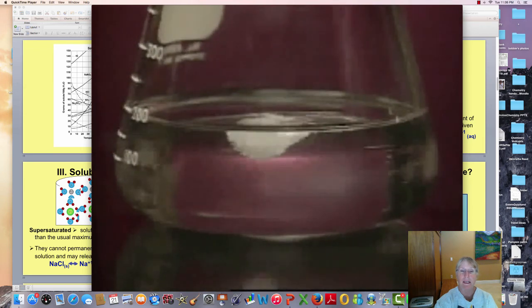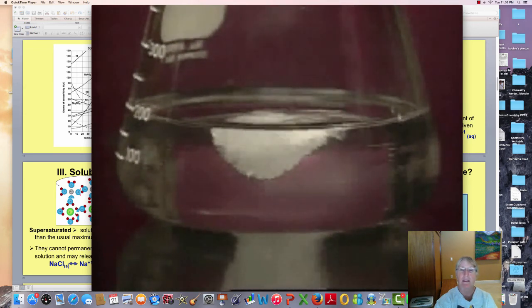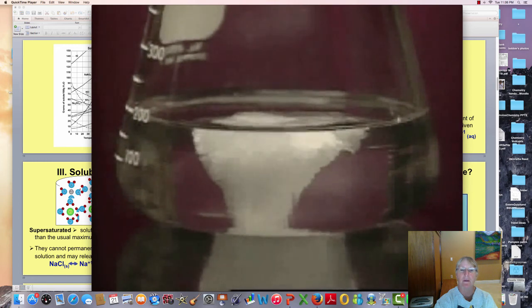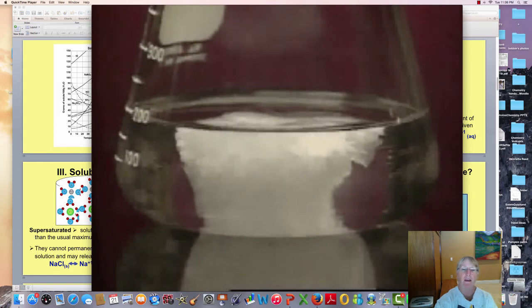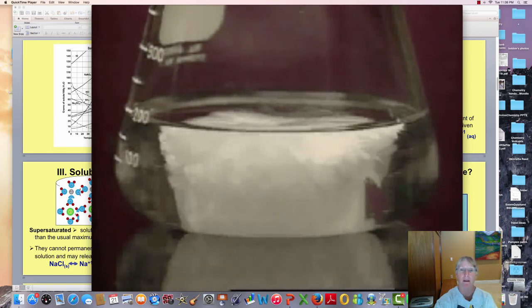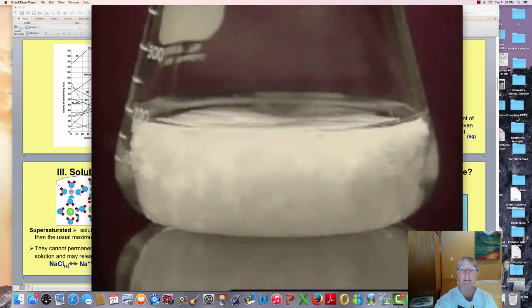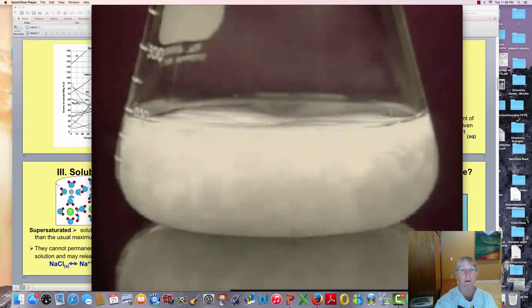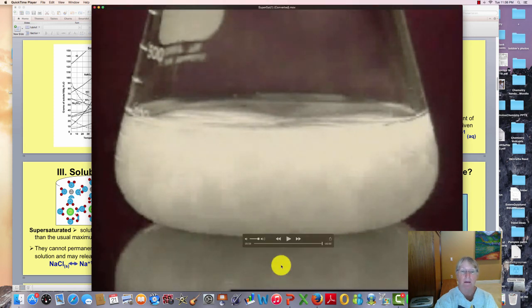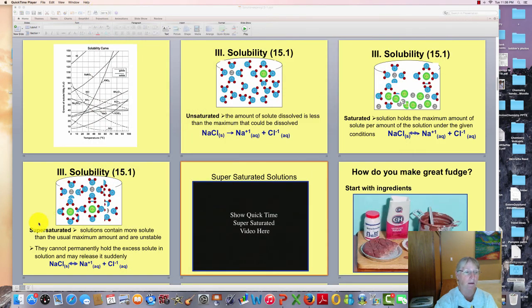So as you can see, the seed crystal instantly makes the unstable solution come out of solution, and there's the maximum amount of solute coming out of solution in this instant reaction. It's also very hot too. So that is a supersaturated solution. Let's go back to the PowerPoint then and pick up on that concept.